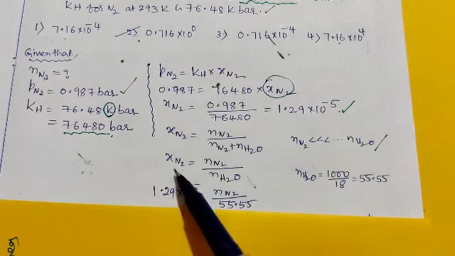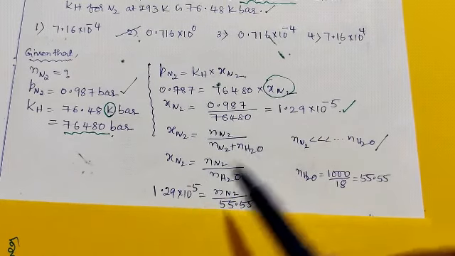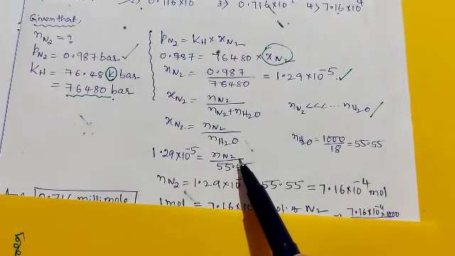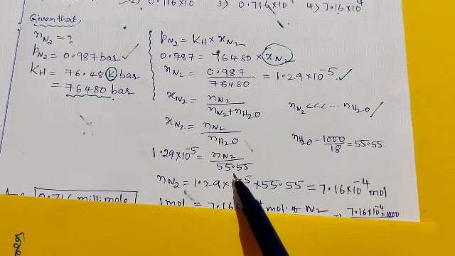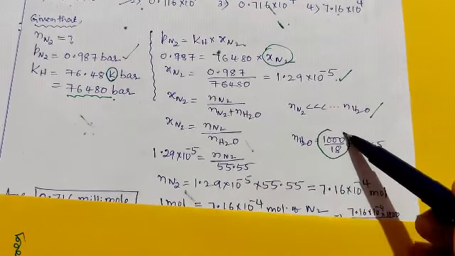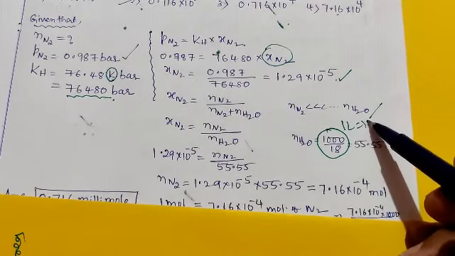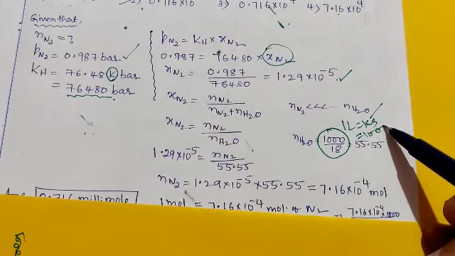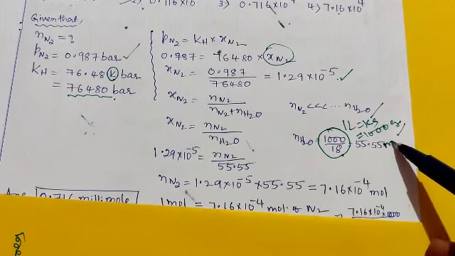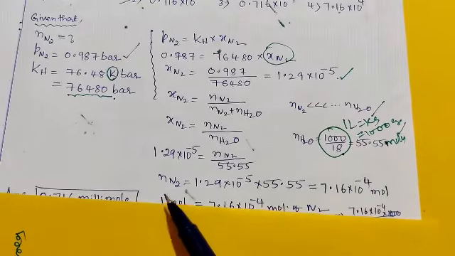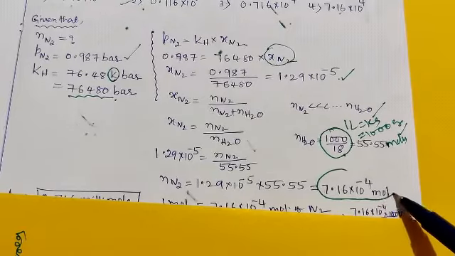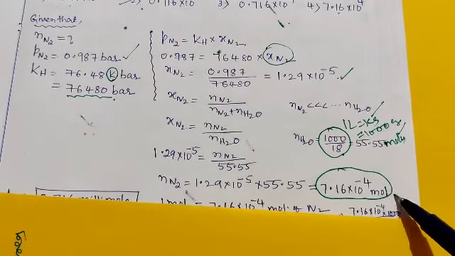We know the mole fraction of nitrogen, 1.29 into 10 power minus 5, calculated here. Then substitute the number of moles of nitrogen by the total number of moles of water molecules. Water molecules we can calculate because 1 liter is nothing but 1 kg, that is equal to 1000 grams. 1000 by 18, its molecular mass, so 55.55 moles. Finally the number of moles of nitrogen we get is 7.16 into 10 power minus 4 moles.